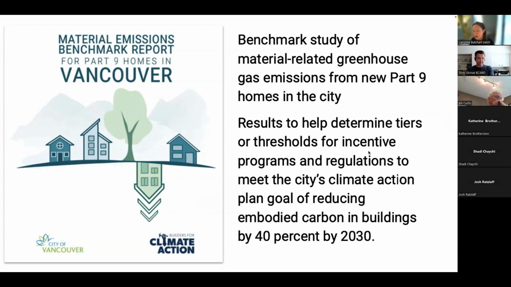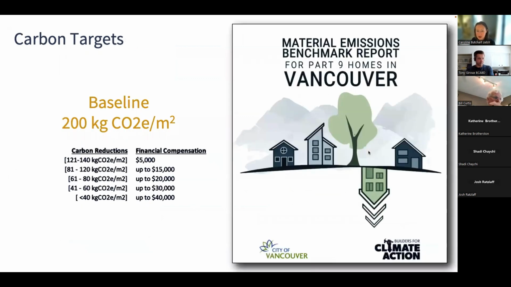So the City of Vancouver, the only thing I will touch on is the City of Vancouver's climate action plan is to reduce embodied carbon in buildings by 40% by 2030. And so this material emissions benchmarking report is really helping the City of Vancouver say, okay, well, if we want to reduce it by 40%, where are we currently at? And if we just go back a second, actually, 40% puts you in the $15,000 category there. So if we want to meet our 2030 goals today and earn $15,000, you can participate in this research program.